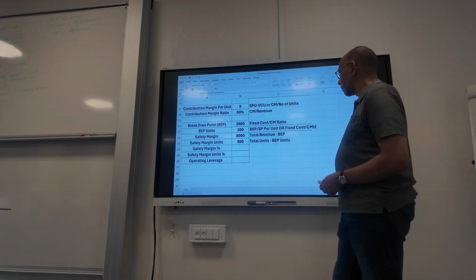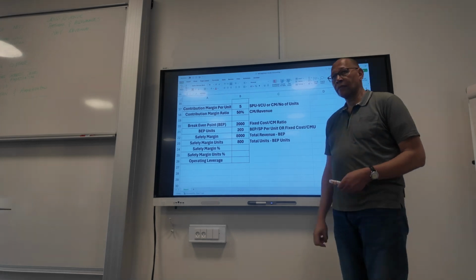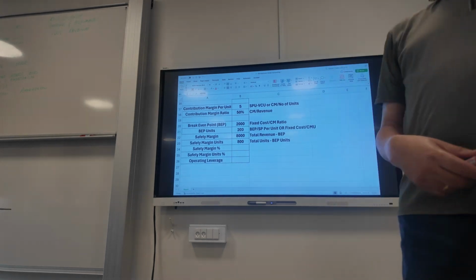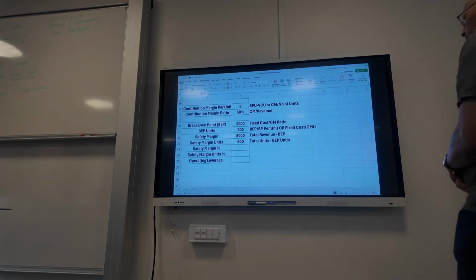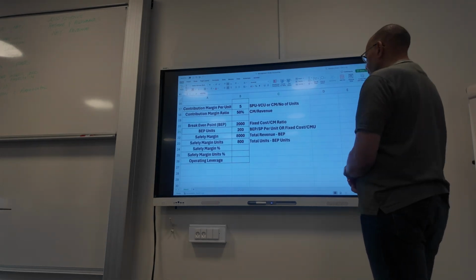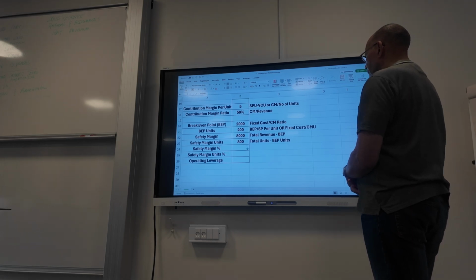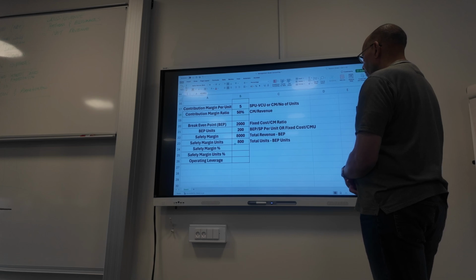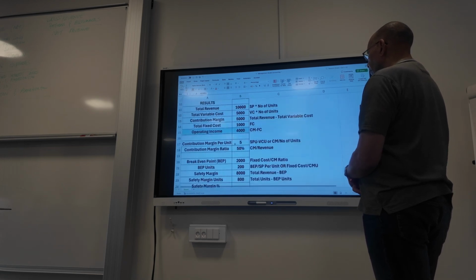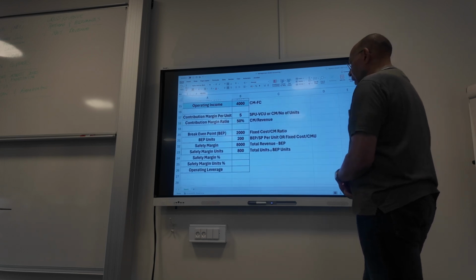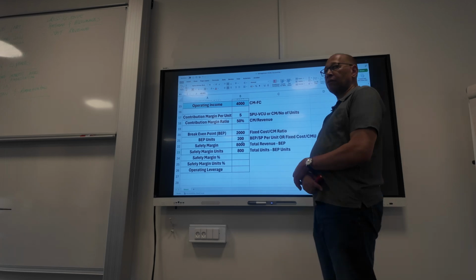Just show me the formula. B20 by B4. Yeah, there's more than one way to peel an orange, right? Fixed cost 1,000, CMU is 5, 1,000 divided by 5 equals 200.